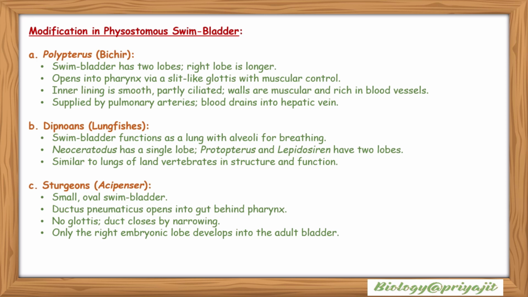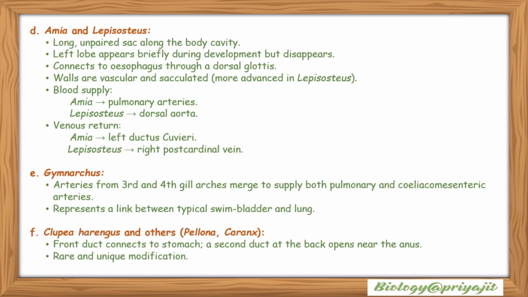Sturgeons or Acipenser have a small oval swim bladder. The ductus pneumaticus opens into the gut behind the pharynx. There is no glottis. The duct closes by narrowing, and only the right embryonic lobe develops into the adult bladder.